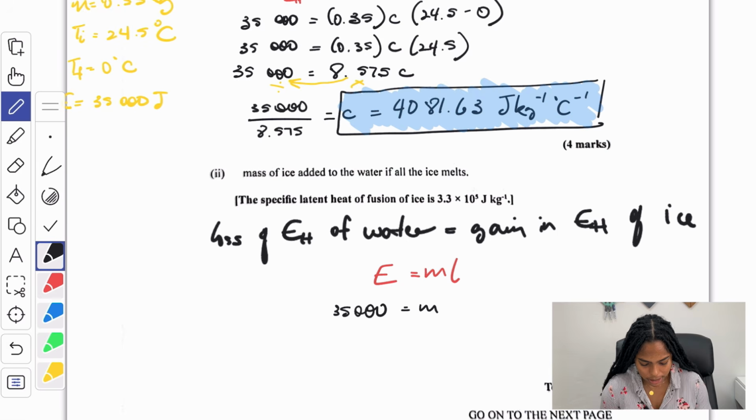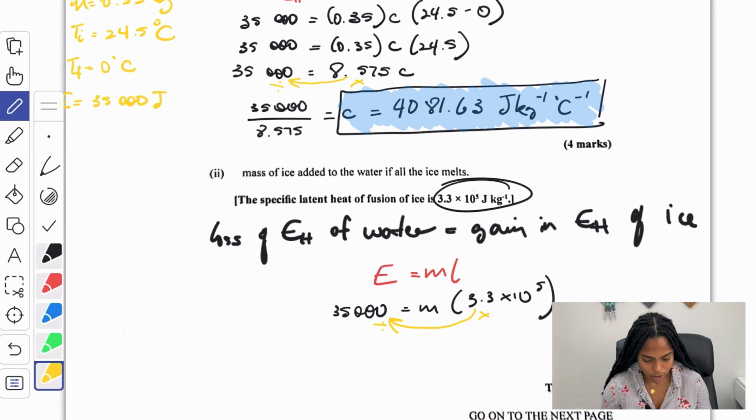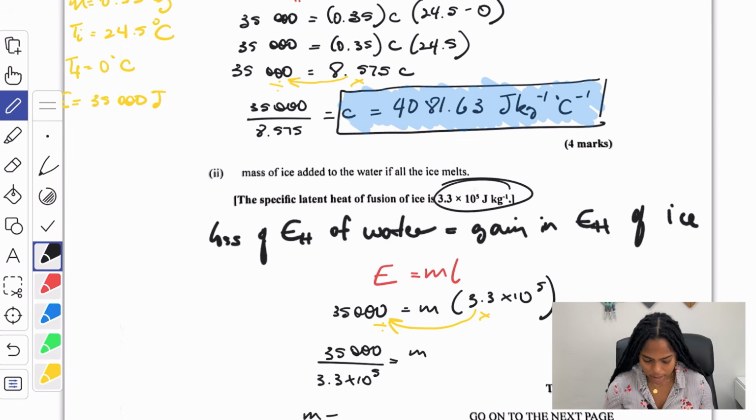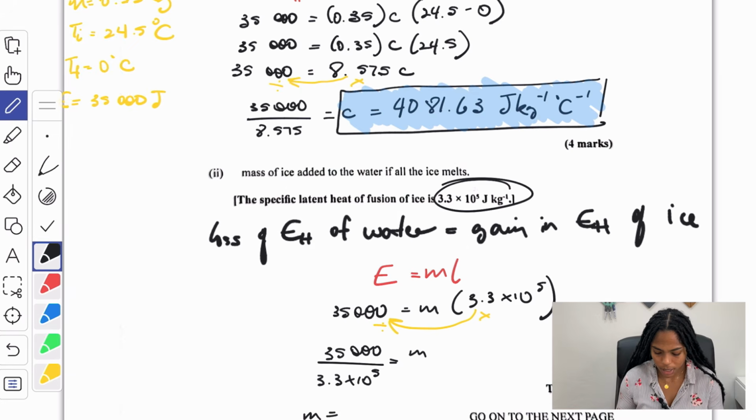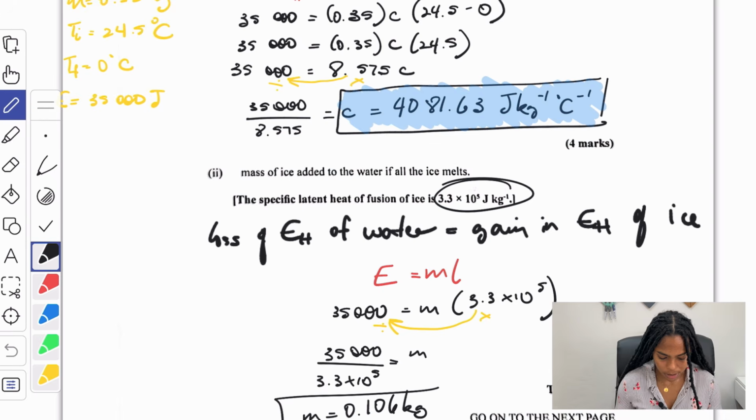We don't know what the mass is. They told us here now that L is 3.3 by 10 to the 5. Now, to get mass all by itself, I'll send this over to the side. It's involving multiplication, so we'll switch to division. And we'll have 35,000 over 3.3 by 10 to the 5. So then my mass is 35,000 divided by 3.3 by 10 to the 5, which gives me 0.106 kilograms of ice.